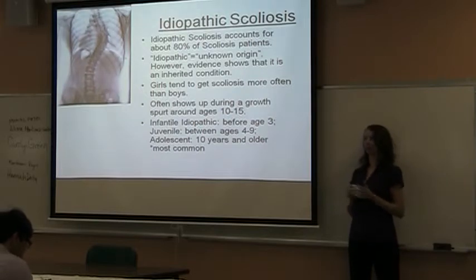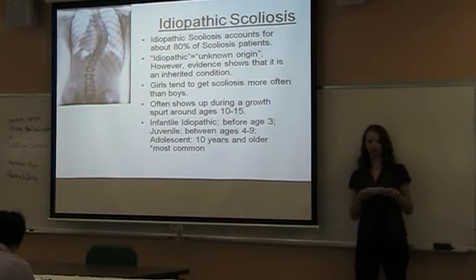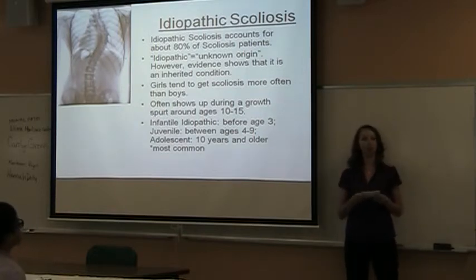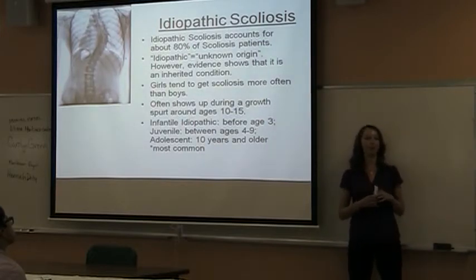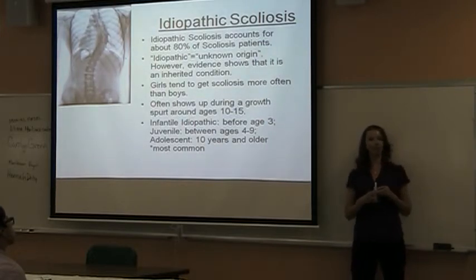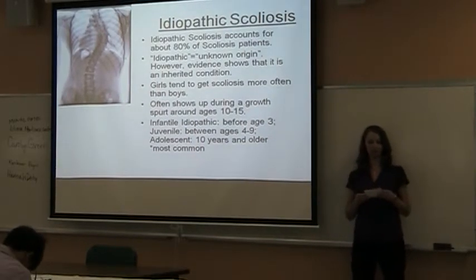However, there's evidence to show that it's hereditary, that there's a familial link. It affects girls more often than boys. And of idiopathic scoliosis, the most common is when it shows up in adolescence, so ages 10 to 15 years old, usually during a growth spurt.